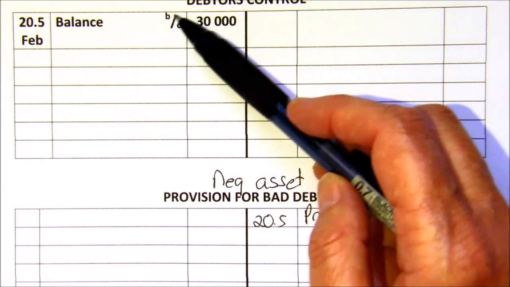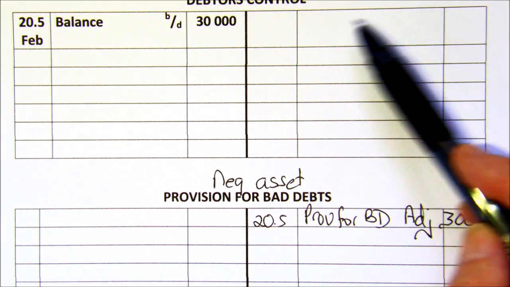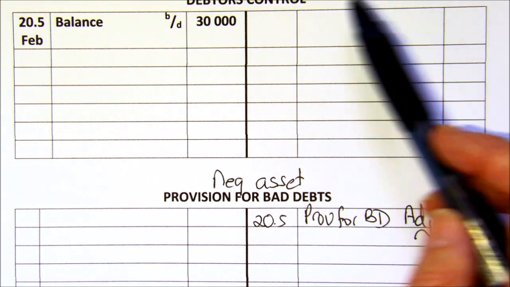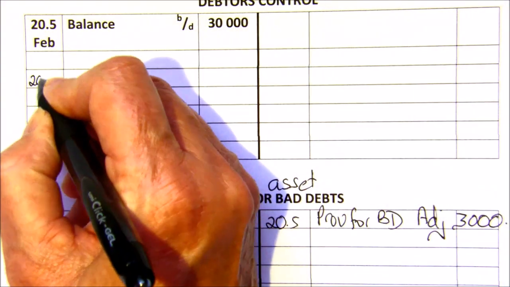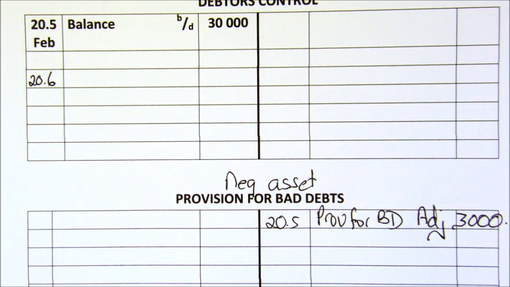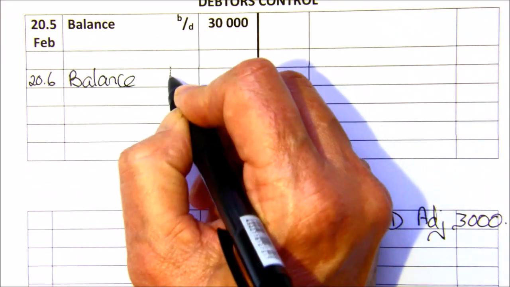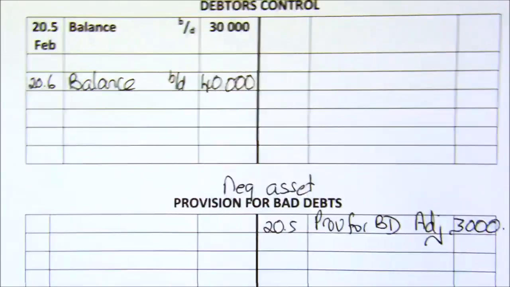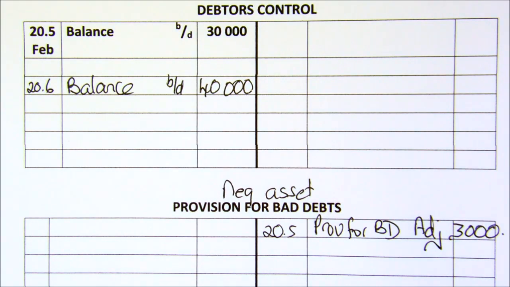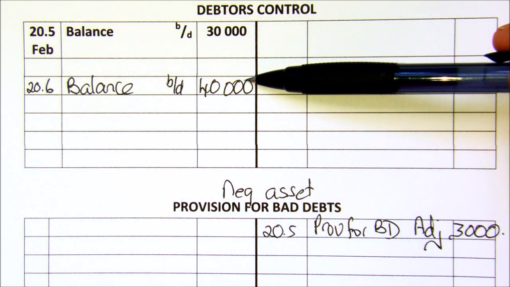So in the next year, we'll be selling goods to our debtors. This will be increasing. They'll be paying us. There'll be returns, so it's decreasing. And this will change throughout the year. And now we get to the end of 20.6, February 20.6, and let's say I've now got a balance in this account of 40,000. Our provision for bad debts has been calculated to be 10%. So 10% of this is now 4,000.